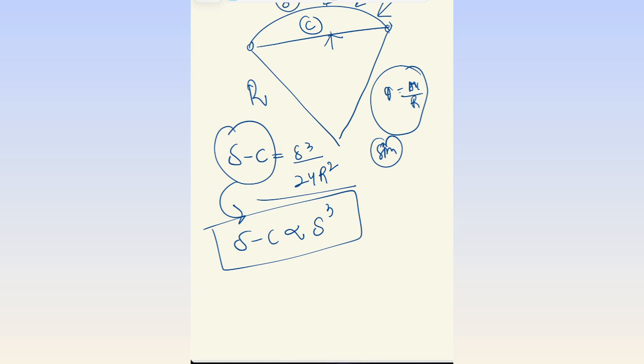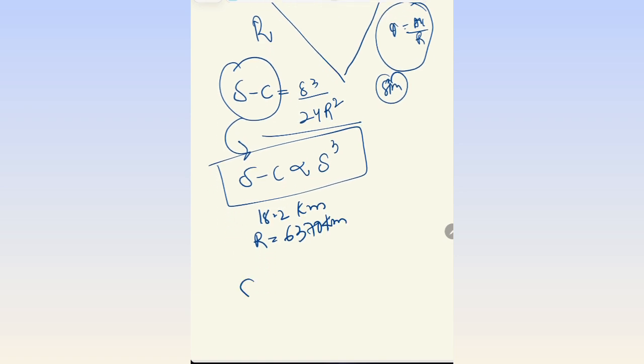When a length like 18.2 kilometers was put in this formula, and the radius was taken as 6370 kilometers, which is the radius of the earth, the difference was approximately 6 point something mm. In many books you can see they have given the difference s minus c as 10 mm, but that 10 mm is used for 18.5 kilometers, which is more than 18.2. So they have used 10 mm for 18.5.